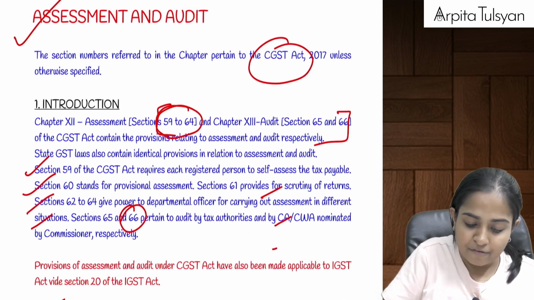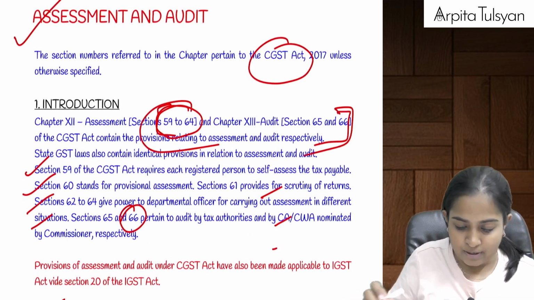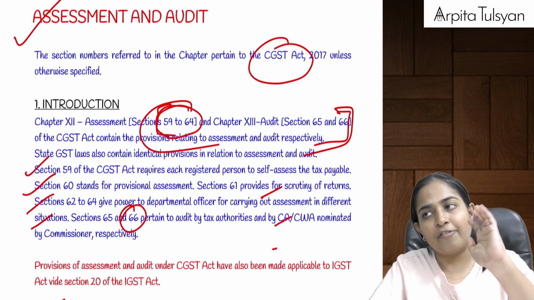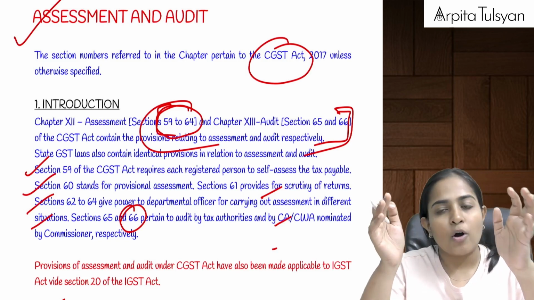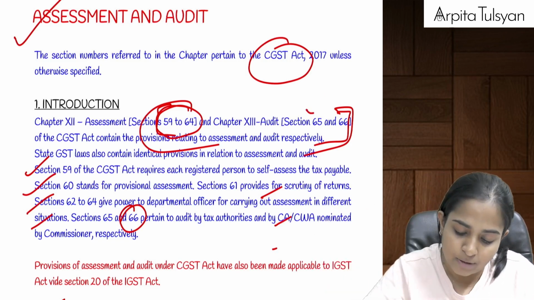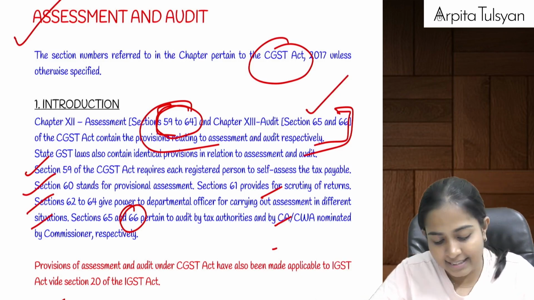Now we are going to deal with section number 59 to section number 66. All these sections pertain to the CGST law. Sections 59 to 64 discuss assessments, and 65 and 66 talk about the audit procedure. Let's take one by one.